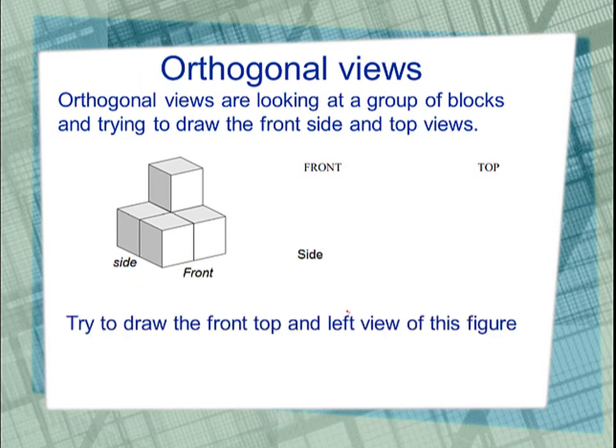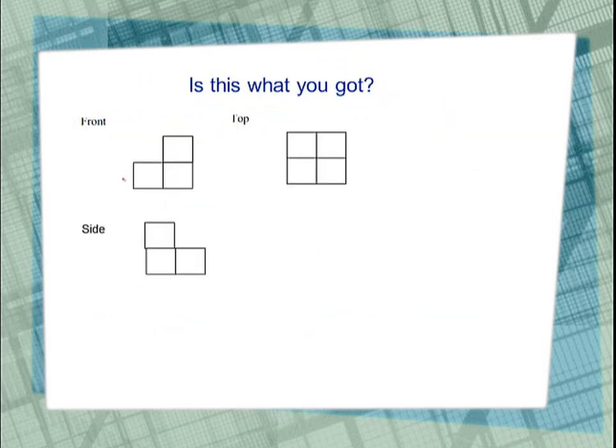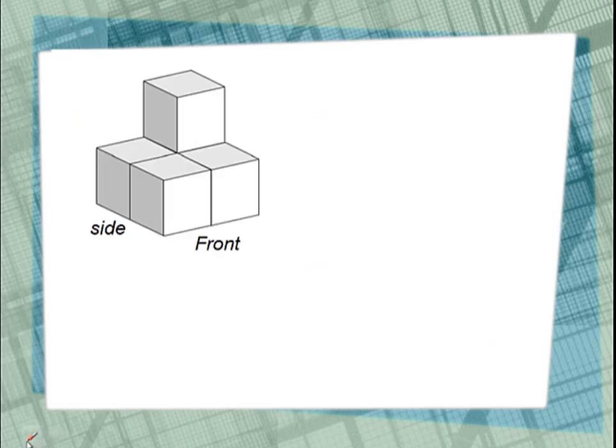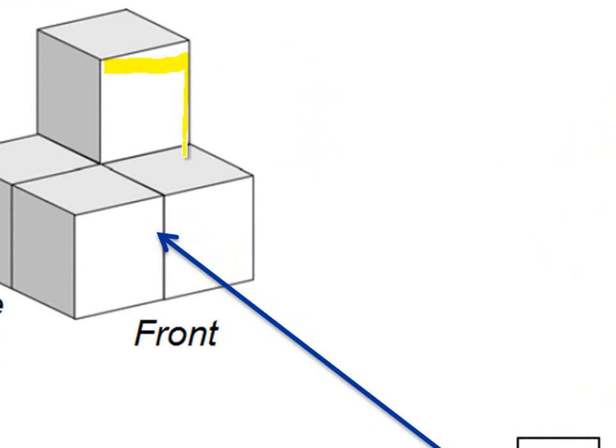Okay, so if I were going to look at the front, this is what I should have drawn. The side, this is what it should look like, and the top, this is what it should look like. And let's see what that actually means. Okay, so this is what my front should look like. Now, the best thing to do is highlight everything you see in the front. So this would be highlighted, and these two would be highlighted, and then draw them.